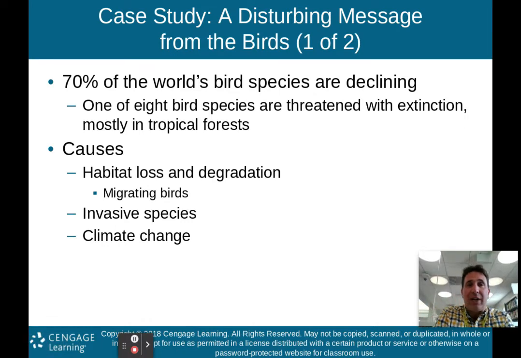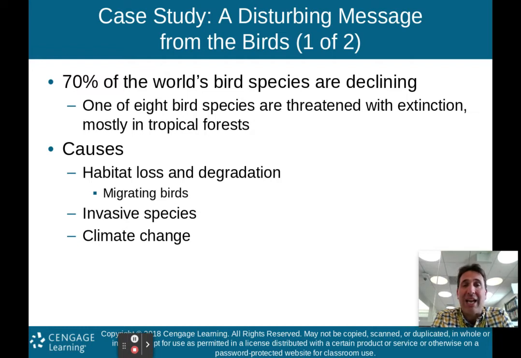In addition, we're getting a disturbing message from our birds, okay? So that's a case study that we're going to look at here as well. 70% of the world's bird species are declining. 1 in 8 bird species are threatened with extinction, mostly in our tropical forests, right? We talked about how our tropical forests have the greatest amount of biodiversity on the planet. Well, most of our birds that are threatened with extinction are coming from those tropical forests. So what are the causes?